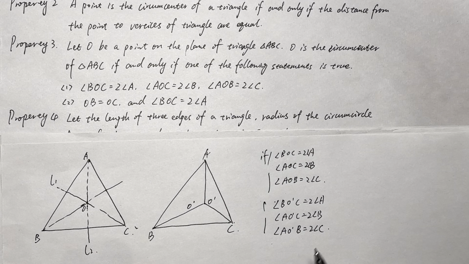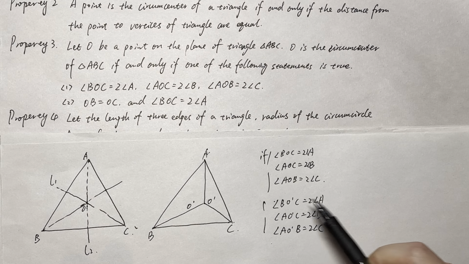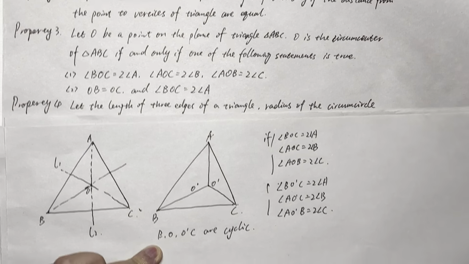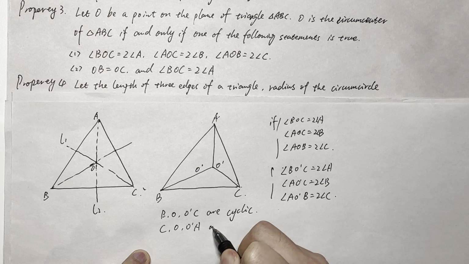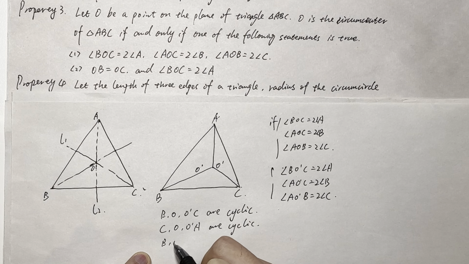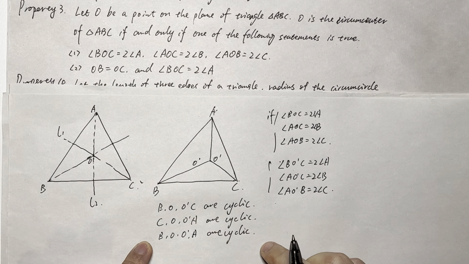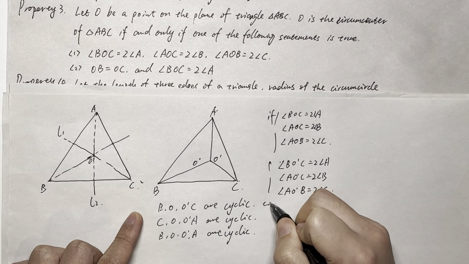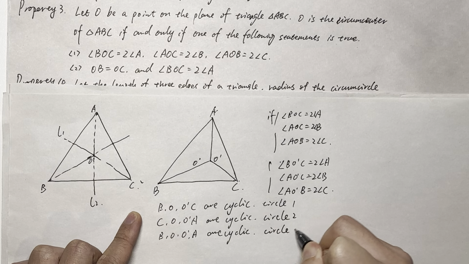Then because angle BOC equals twice angle A, which equals angle BO'C, that means B, O, O', C are cyclic. These four points are cyclic. Similarly, C, O, O', A are cyclic, and B, O, O', A are cyclic. Based on these, let's call this circle 1, this is circle 2, and this is circle 3.